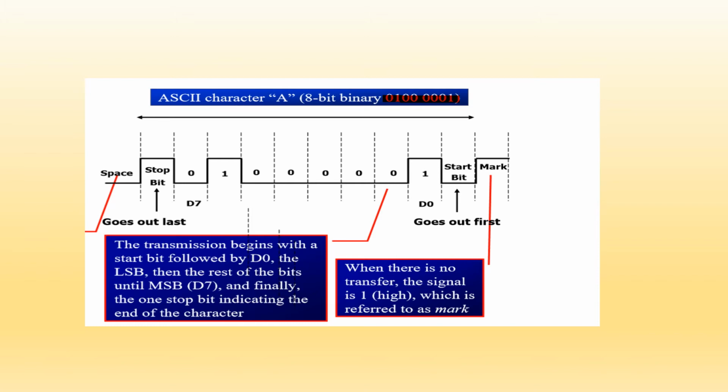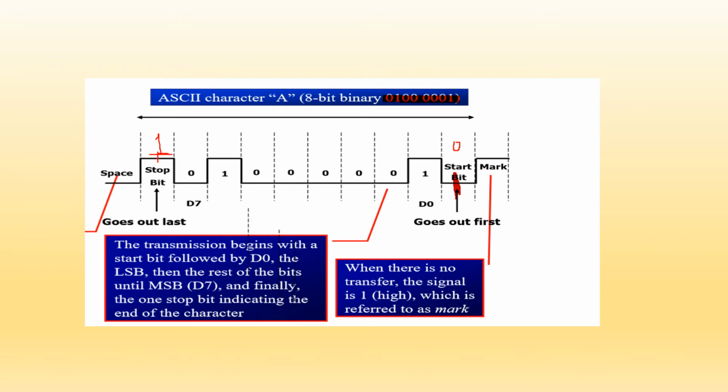So to form a frame for the ASCII A, I should have an initial start bit. Before sending the D0 bit, I should send the start bit. The start bit has to be a 0, so the start bit is made 0. Next I have the 8-bit ASCII A, followed by the stop bit. So this is the stop bit, and the stop bit always has to be 1.